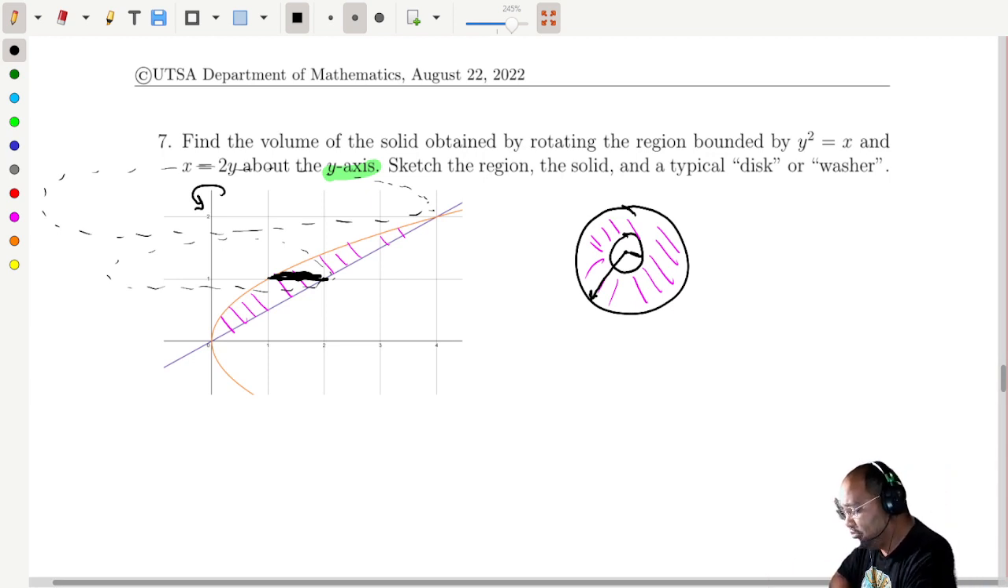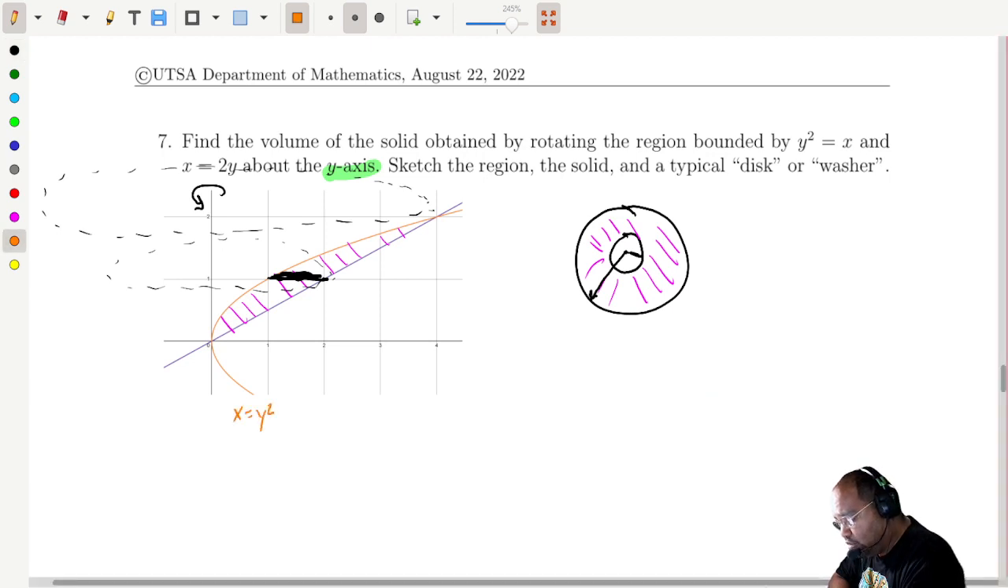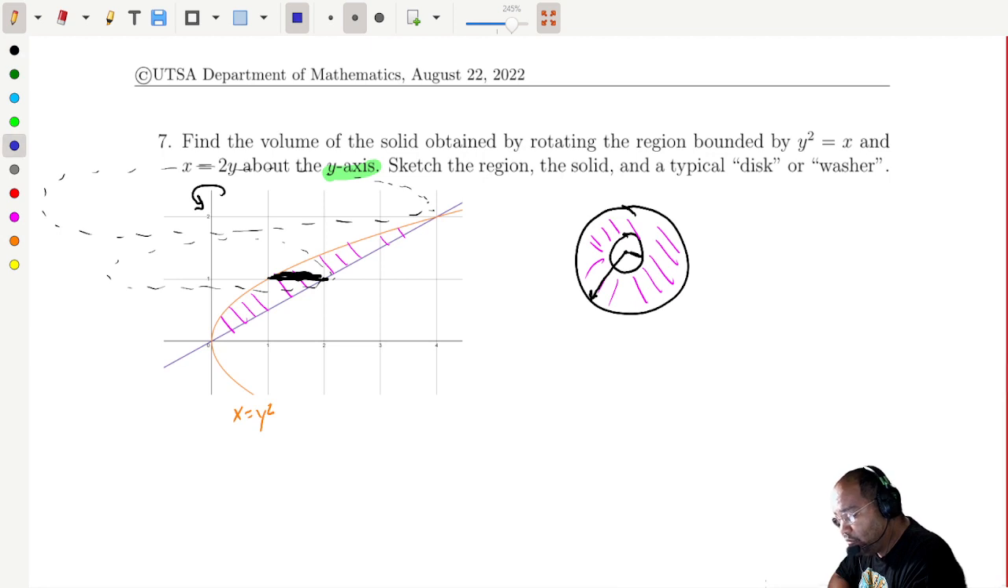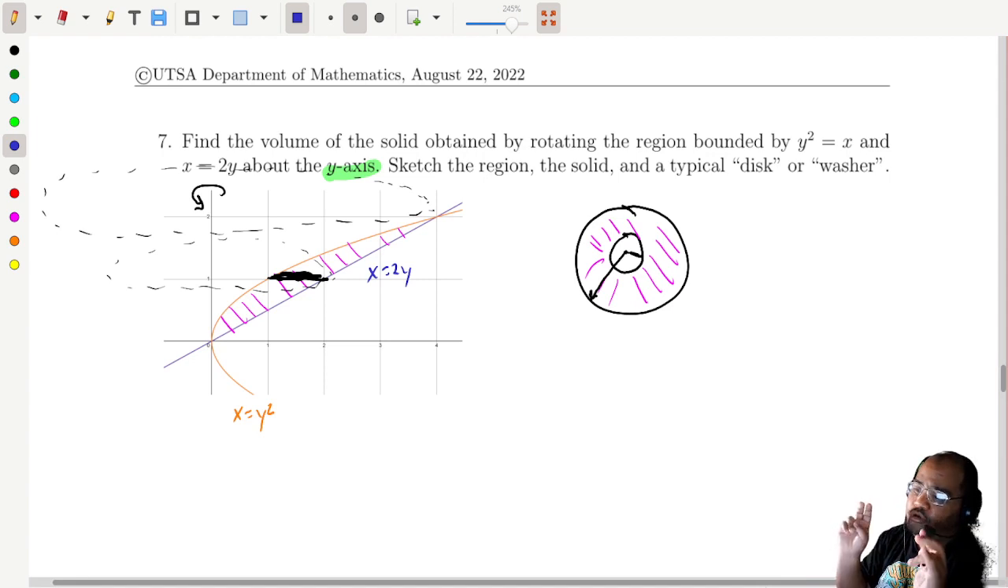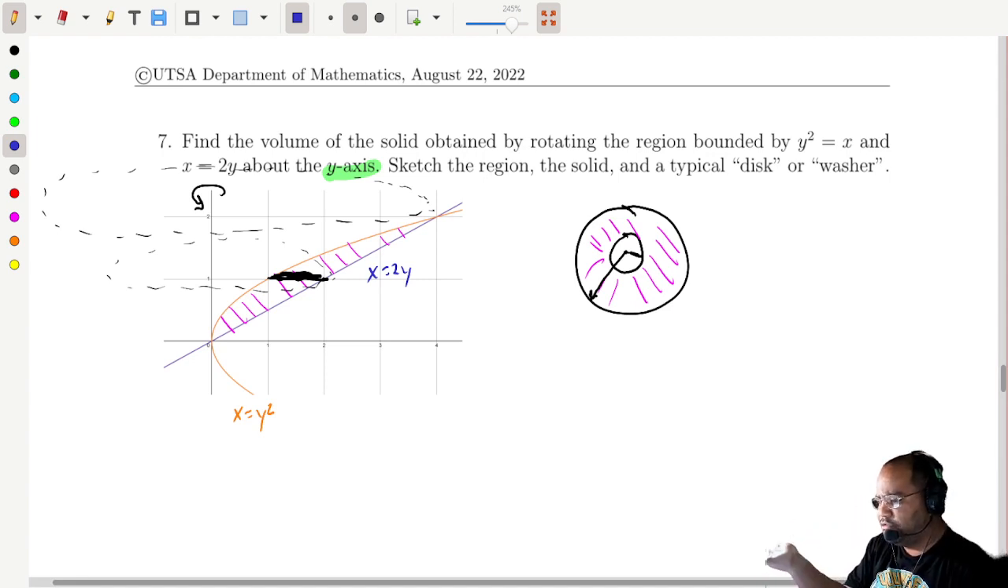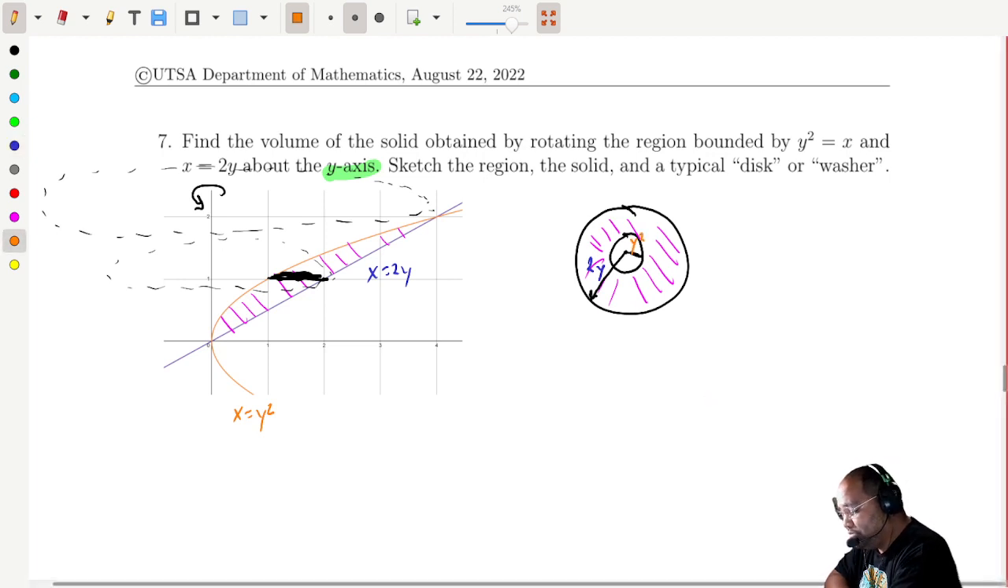So we have two curves here, x equals y squared. Go ahead and color them in. x equals y squared, and we also have x equals 2y. Which curve is the outside curve? That's the one that's furthest away. Think about area between curves once again. Since we're slicing and integrating in y, we want to think right minus left. So the curve on the right is the outside one, 2y. The curve on the left is the inside one, y squared.